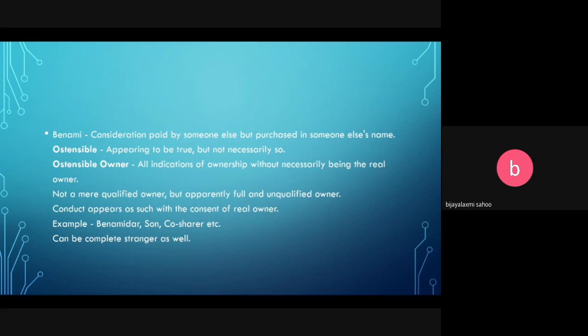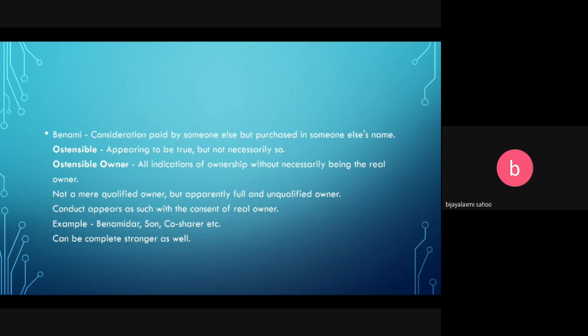So the literal meaning of ostensible would be: from the surface it appears so, or from all probability anyone would be under the impression that he is the true owner. He might be the true owner, he might not be the true owner, that is immaterial. The only relevant factor here is that it is appearing to be true. Then it is called ostensible.